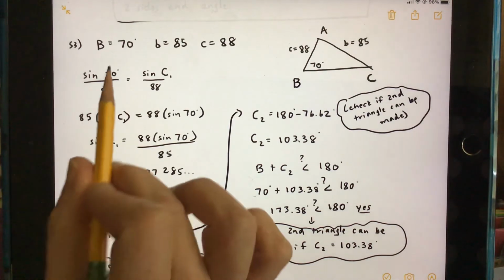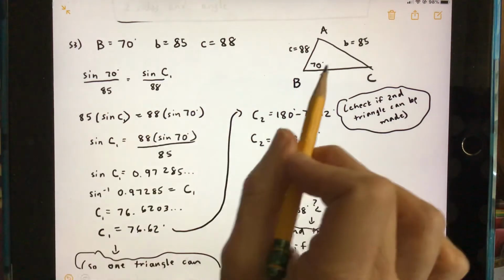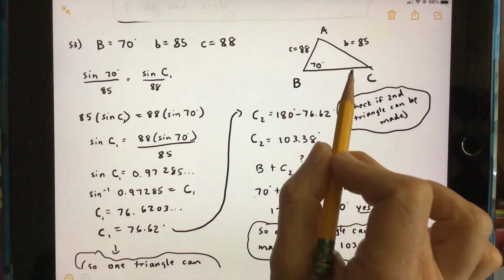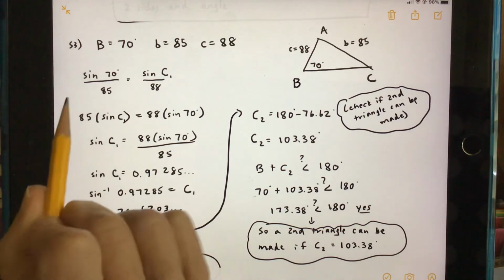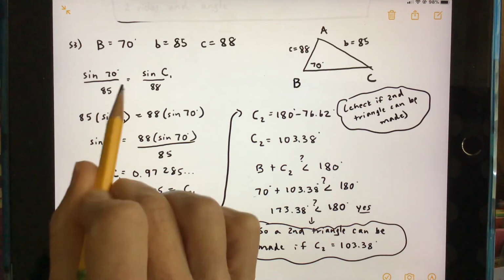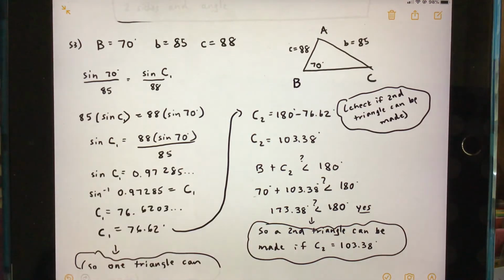So again, we have side lengths and an angle for this triangle here. So we know there are 0, 1, or 2 triangles possible. So let's see if we can find, first of all, an angle measurement for C, and we're going to call that C1. So we're going to do sine of B over b, that's sine of 70 over 85, is equal to sine of C over c, that's sine of C1 over 88.